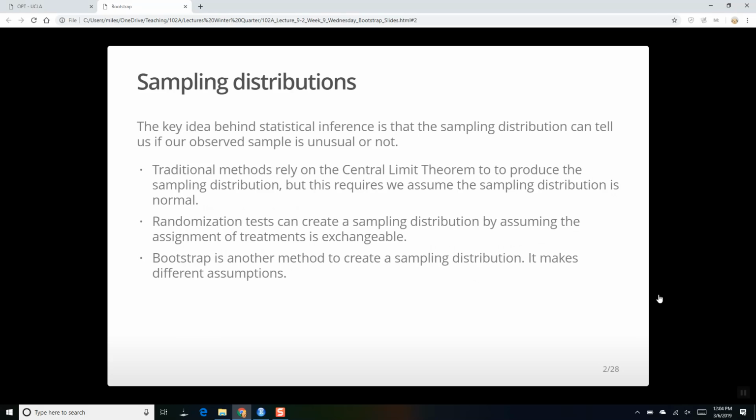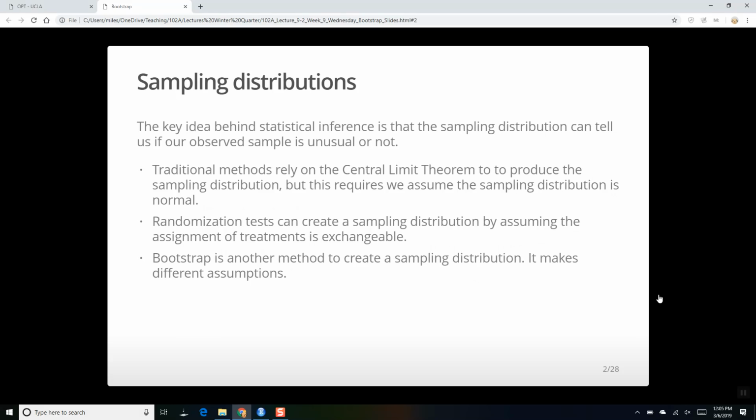On Monday, we saw randomization tests, and we said we can generate a sampling distribution by assuming that the assignment of treatments is random and exchangeable with any other assignment of treatments. And so with that, we are able to, under the null hypothesis, break the association between the assignment of treatments and the values that we've observed. Okay, and we can create our sampling distribution under the null hypothesis, and then compare our observed sample versus the sampling distribution to see if our observed sample is something unique.